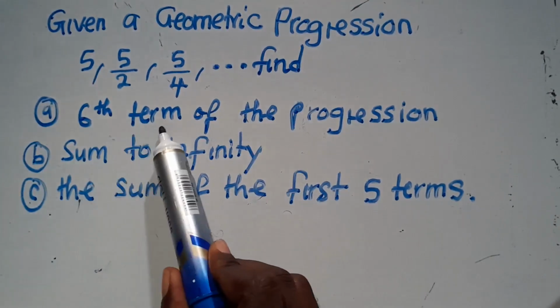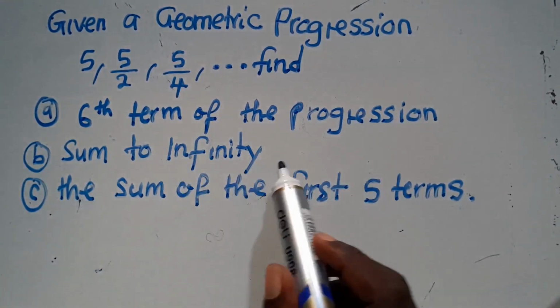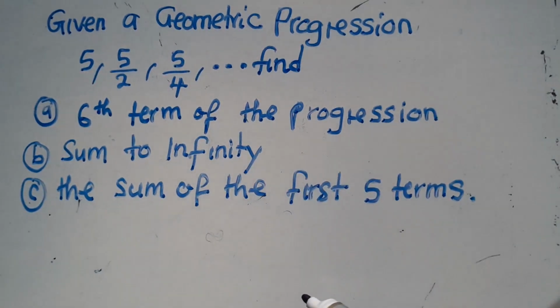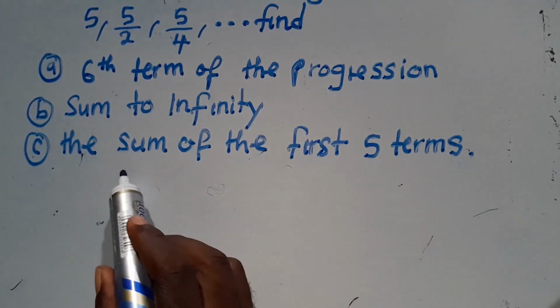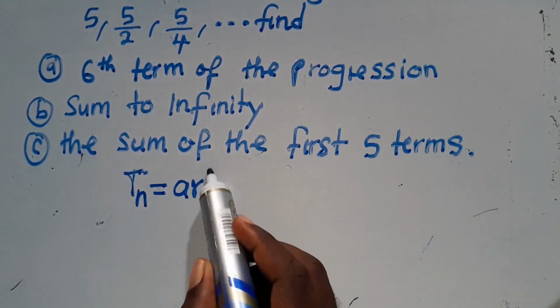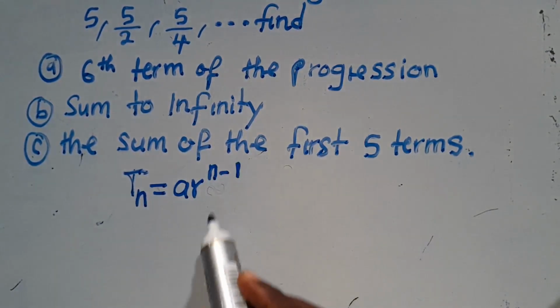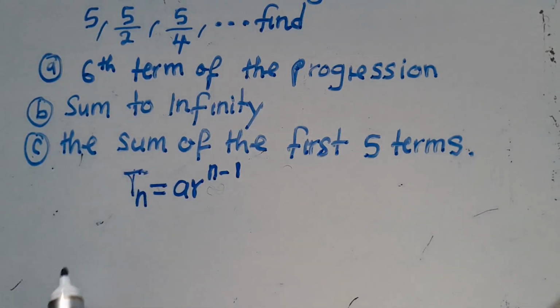Then find the 6th term of the progression. We want to find the 6th term of the progression. So how can we answer this? For you to find the 6th term of the progression, the formula that you are going to use is T n is equal to a r power n minus 1. This is the formula for the nth term.